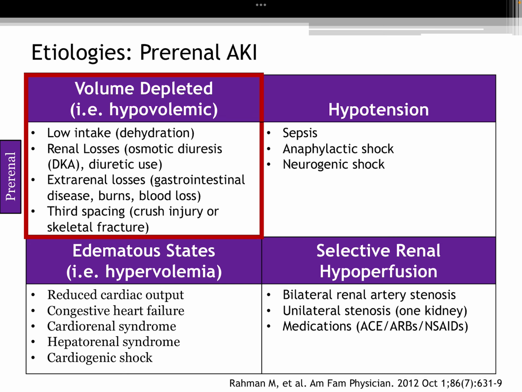Okay, let's get started with volume depleted prerenal AKIs. Again, we're in hypoperfusion. In volume depletion, you really have a low amount of volume in the system, and that's what leads to the acute kidney injury, thus hypovolemic in nature. So this can be due to multiple problems like low intake or dehydration, renal losses, and this could be osmotic diuresis due to DKA.